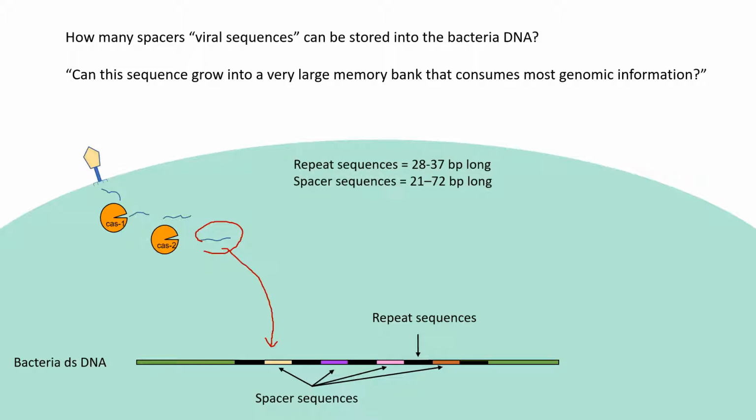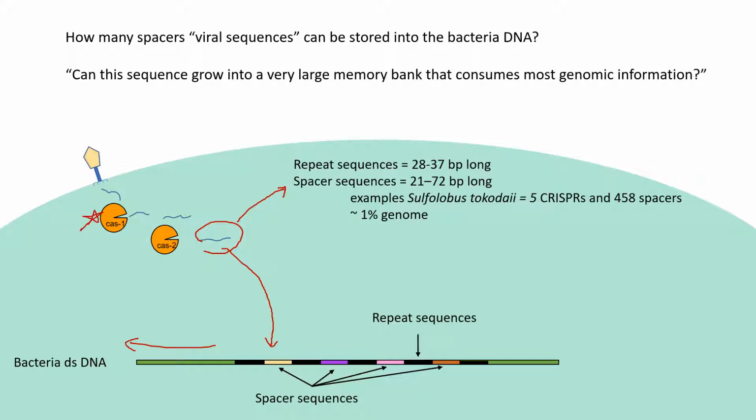Well, first let's look at how big these sequences even are. So the repeat sequences are about 30 base pairs, and the spacer sequences, which are the viral sequences, are around 20 to 80 base pairs, and they can be up to 72. So an example of this is Sopholibus tocodi. So there's 5 CRISPR regions. So that's upstream. That's going to be the Cas proteins and Cas9, stuff like that. And then there's 458 spacers. So these are the viral sequences, and they make up about 1% of the genome.